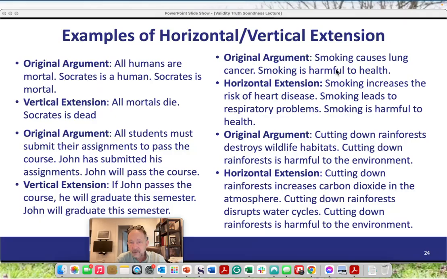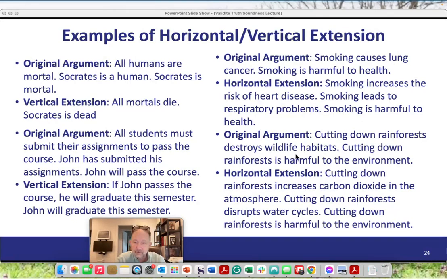Original argument is smoking causes lung cancer. Smoking is harmful to health. Smoking increases the risk of heart disease. Smoking leads to respiratory problems. Smoking is harmful to health. This is horizontal because you're adding premises to this conclusion that smoking is harmful to health.